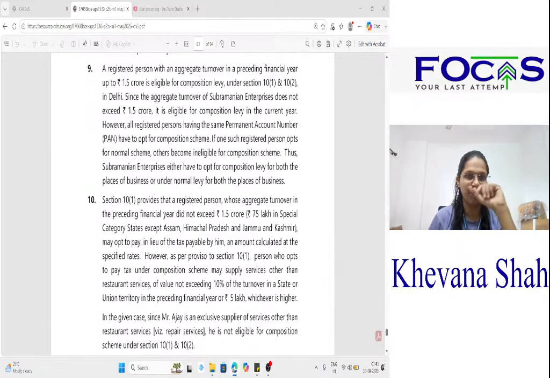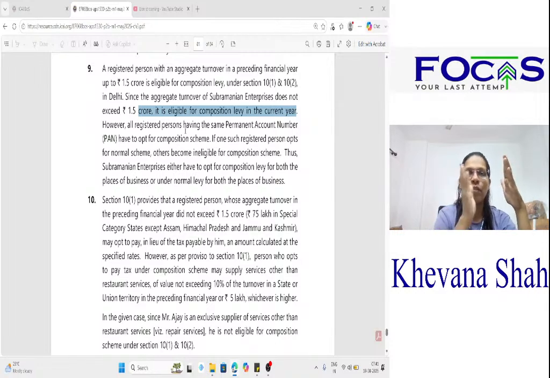A registered person with an aggregate turnover in a preceding financial year up to 1.5 crores is eligible for composition scheme under section 10(1) and 10(2) in Delhi. Now, since the aggregate turnover of Subramaniam Enterprises does not exceed 1.5 crores, it is eligible for composition scheme in the current year. However, all registered persons having the same PAN number have to opt for composition scheme. So, all of them should opt for composition scheme, or none of them should.